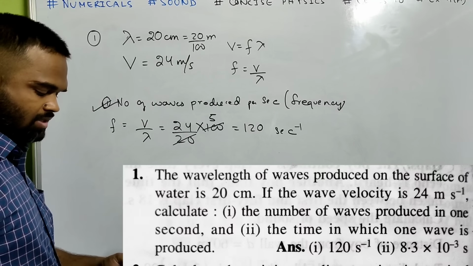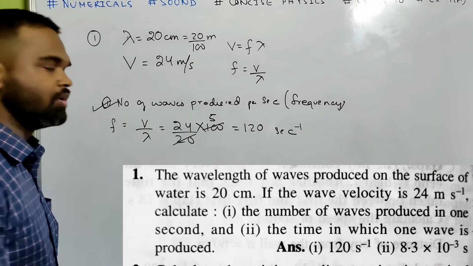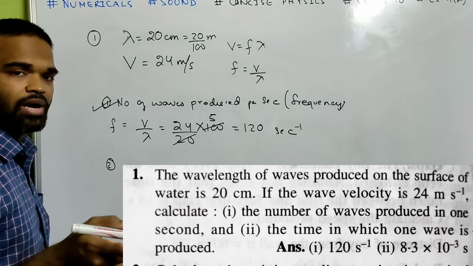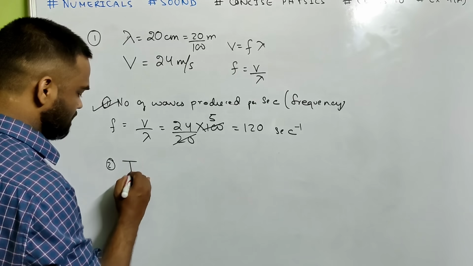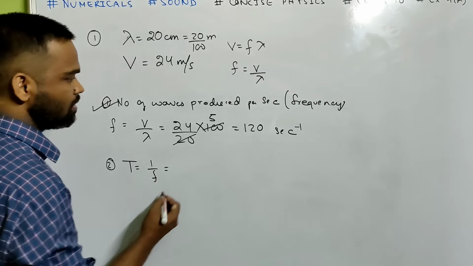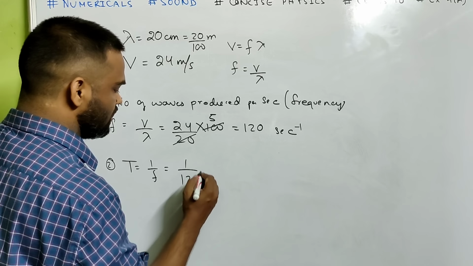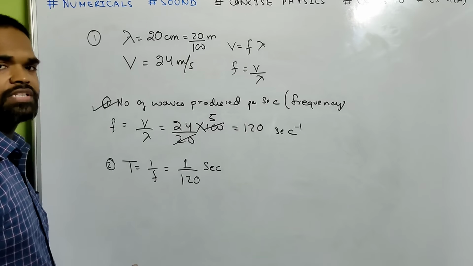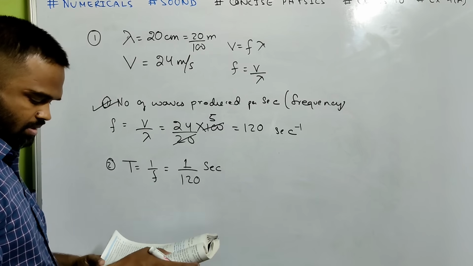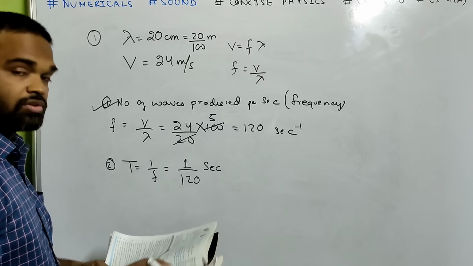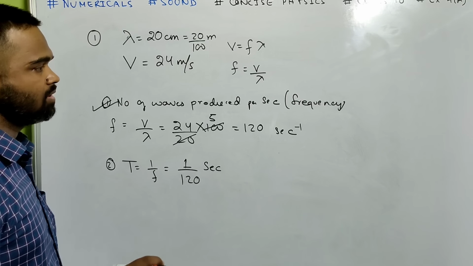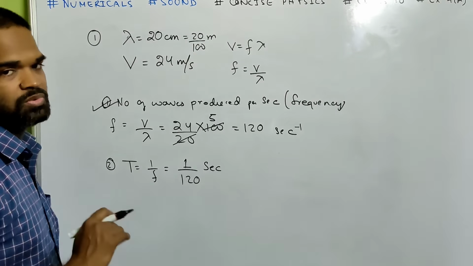Now the second part they've asked, the time in which one wave is produced. Just remember the definition of time period. That is the time required to produce one wave. So time period is 1 by F. That's 1 by 120 second. You can change it to decimal also. Yeah, they have given the answer in decimal, 8.3 into 10 to the power minus 3. If you solve this, you will get the same thing. Done.